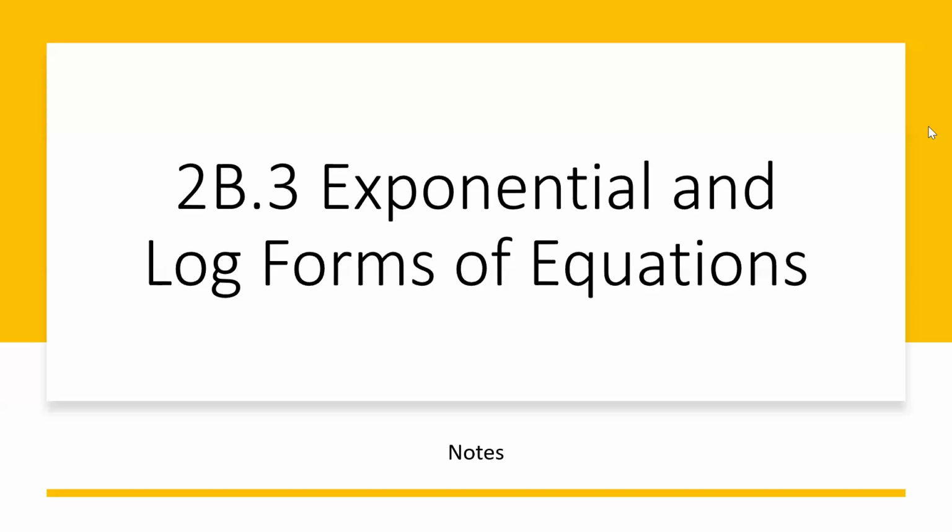All right. So our goal today is to not use a calculator. If you use a calculator, it's just purely to check that you're correct. But our goal is to not use a calculator. Okay. So we're doing 2B.3, exponential and log forms of equations.